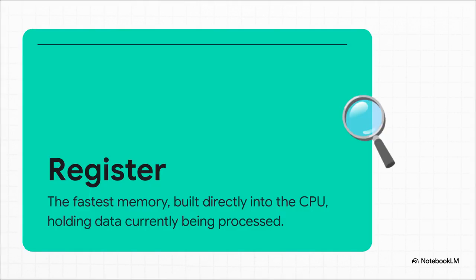So if cache is the CPU's personal notepad, then registers are the thoughts inside its head. These are tiny, incredibly fast memory cells built directly into the processor itself. They hold the exact piece of data the CPU is working on at that very instant. This is it. This is the absolute fastest level of memory in the entire system.